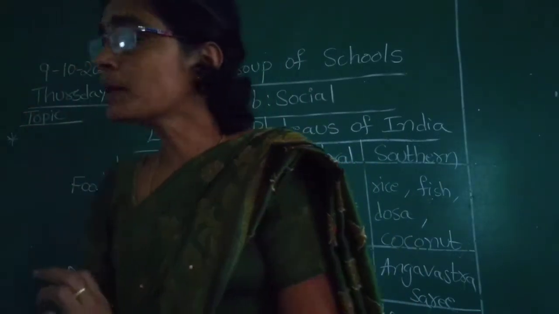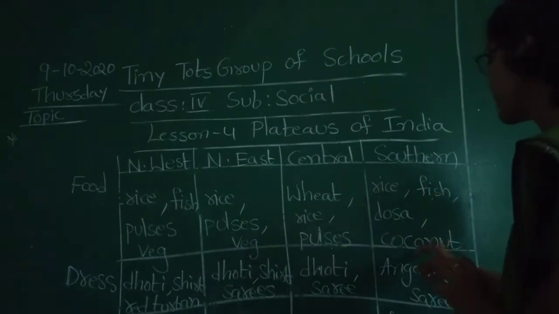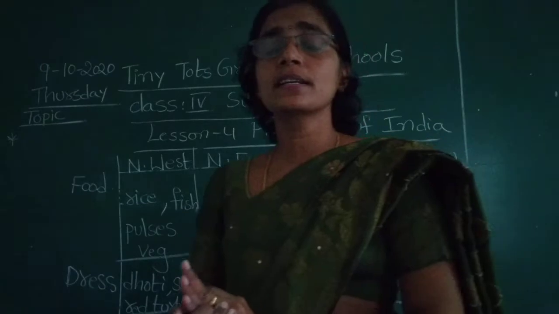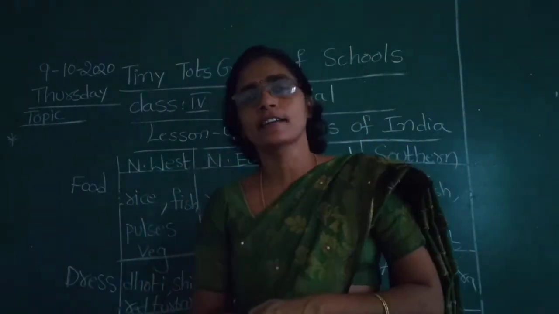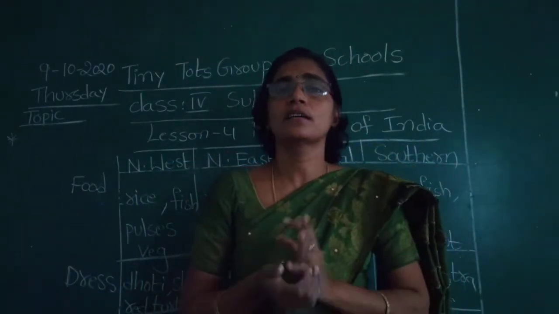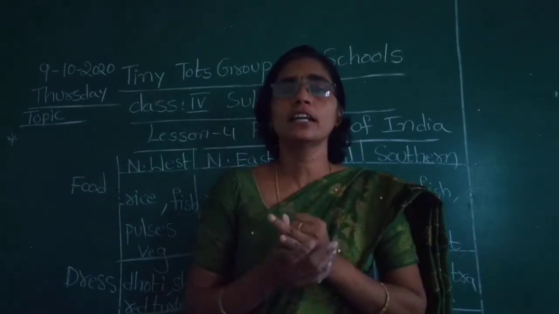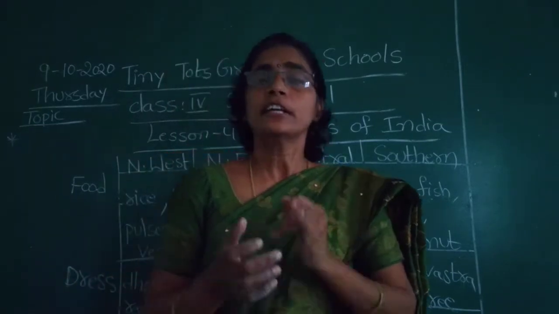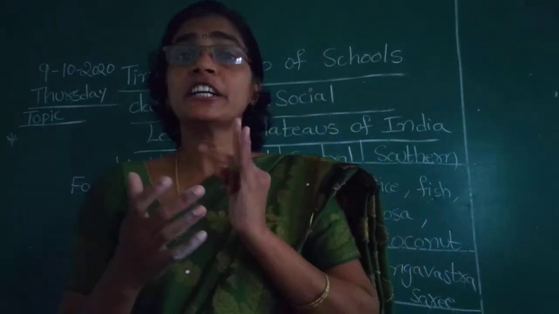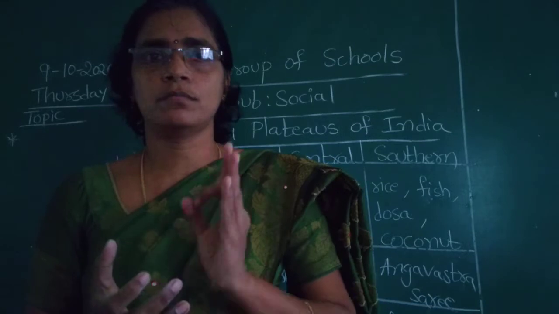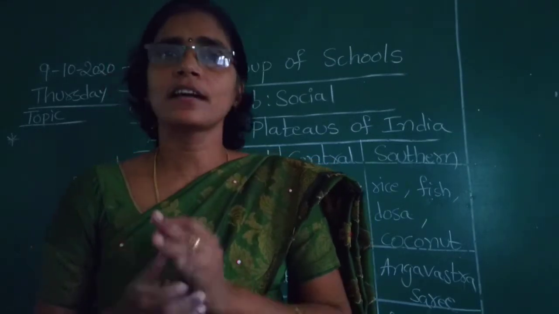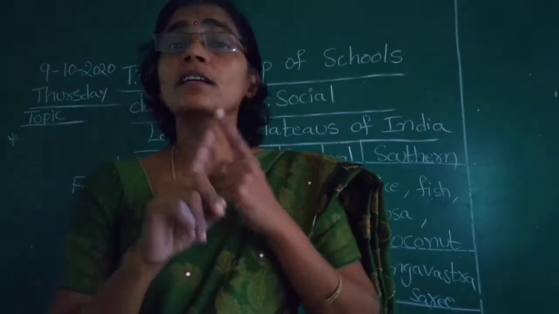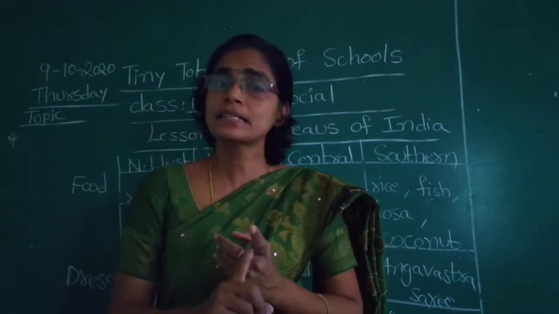And food. What about the food? Food in the southern part: rice, fish, dosa and coconut. In Andhra Pradesh, people are eating rice with curries, chutneys and breakfast like dosa, idli, sambar. And in Tamil Nadu, they are also eating idli, utappam, Chettinad non-vegetarian food. This is about Tamil Nadu.